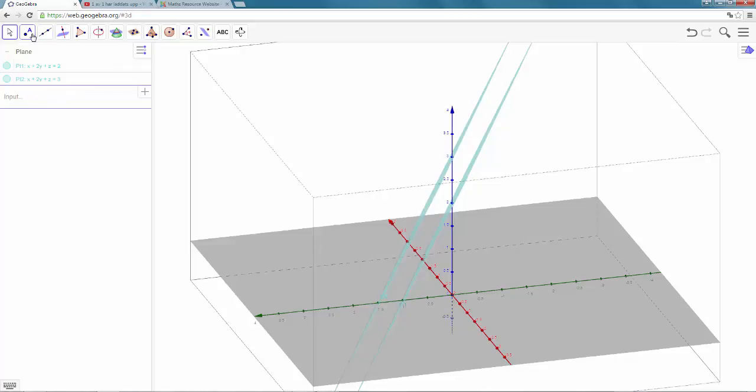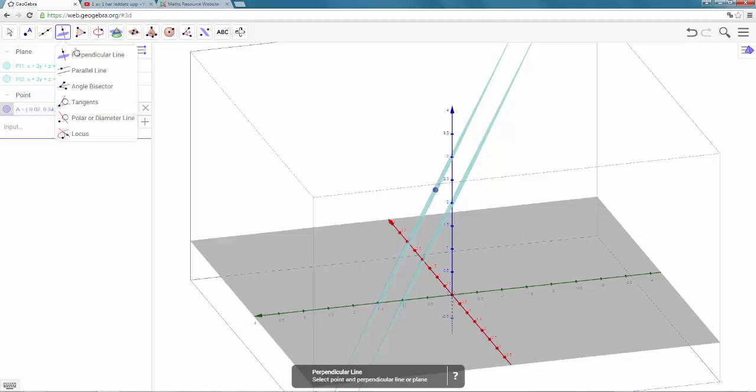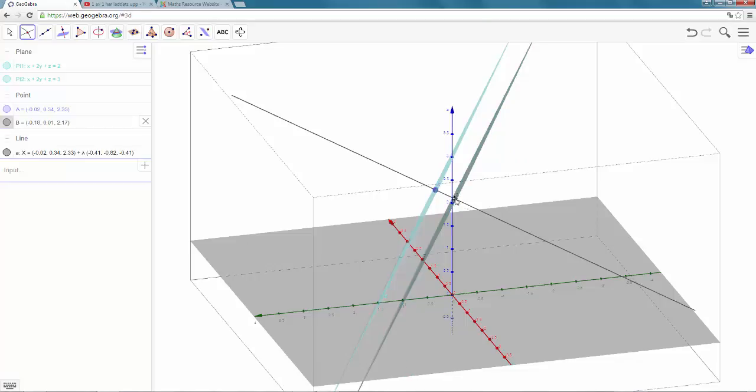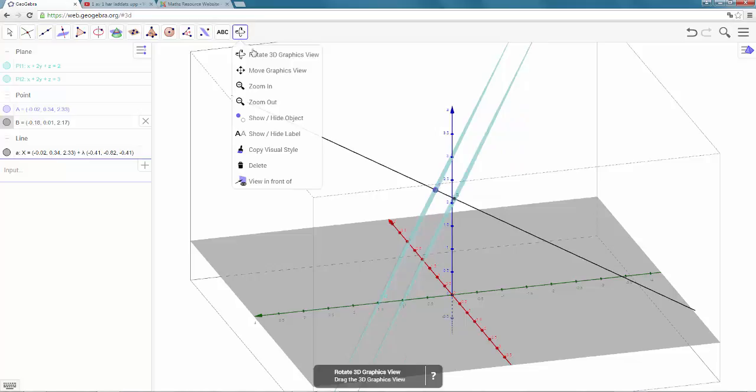So one way to do it would be just to click a point. I would click somewhere here, that's fine, and then a perpendicular line to that point. There we go, and then find the intersection. Okay, I'm just going to hover over here, and it's going to find the intersection of these two objects, the line and the plane, the second plane.